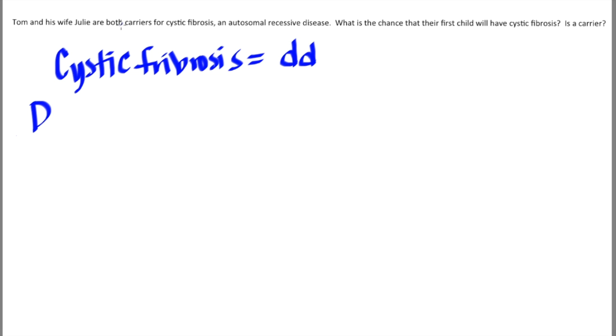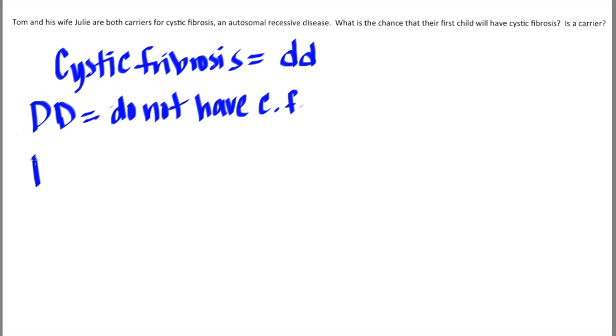If Tom and his wife Julie are both carriers of cystic fibrosis, so if you're DD, you do not have cystic fibrosis, and I'm going to abbreviate that CF. And if you are big D, little d, you're heterozygous here, you are a carrier. You carry that recessive allele. That's what that means. You carry it, but you do not express it because you have a dominant allele as well. All right, so if Tom and Julie are both carriers, then that means they're both heterozygous.